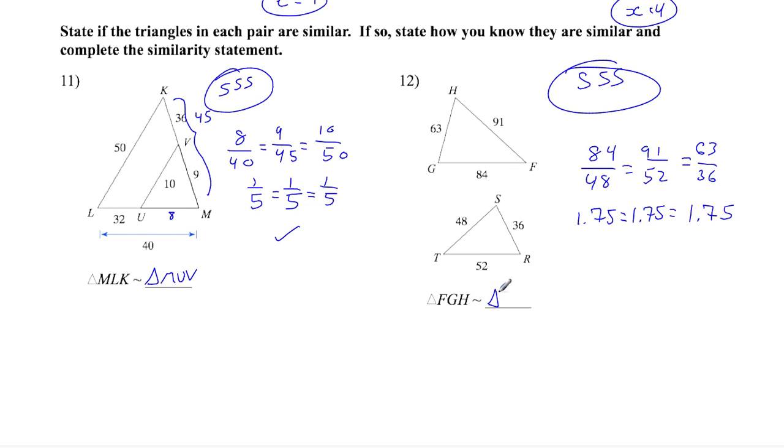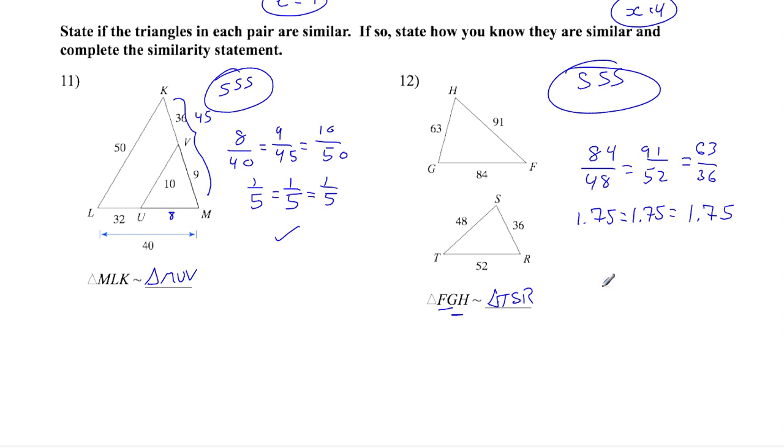Now, to write the similarity statement, if you set up these proportions correctly, you can follow through with them. So 84 is this FG. So FG. 48 is ST. So that's going to be ST. GH is the 63. And we said that corresponds to 36. All right, so ignore what I just said there. That should be TSR. So FGH corresponds to TSR, because you have to rotate and flip around.